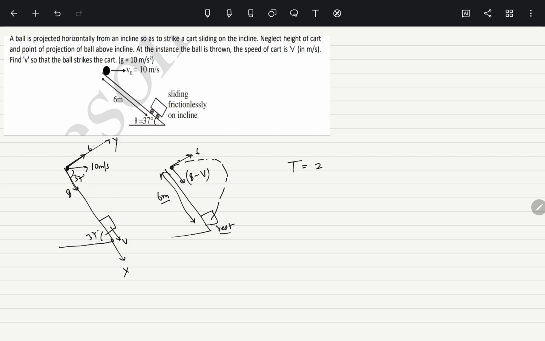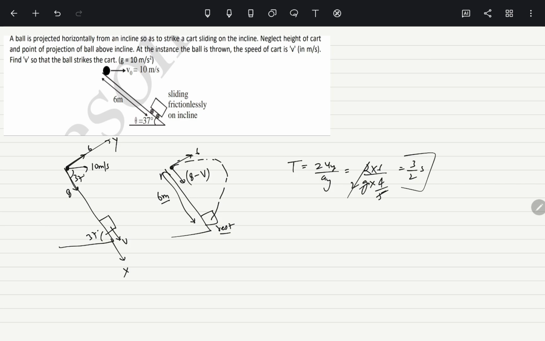So time of flight we can write with the general formula, 2 uy upon ay, so 2 into 6 upon g cos theta, and that is 4 by 5, right? So it is coming as 3 by 2 second. Now with this one we can know the displacement also.